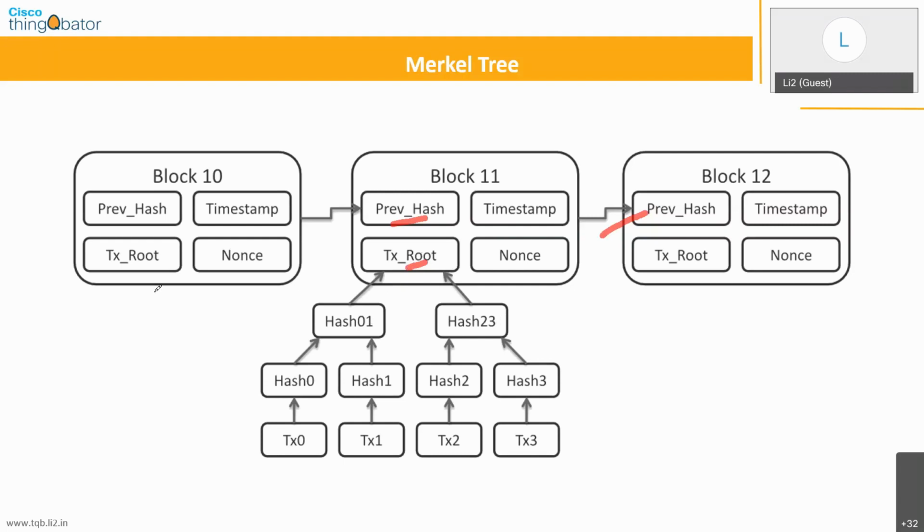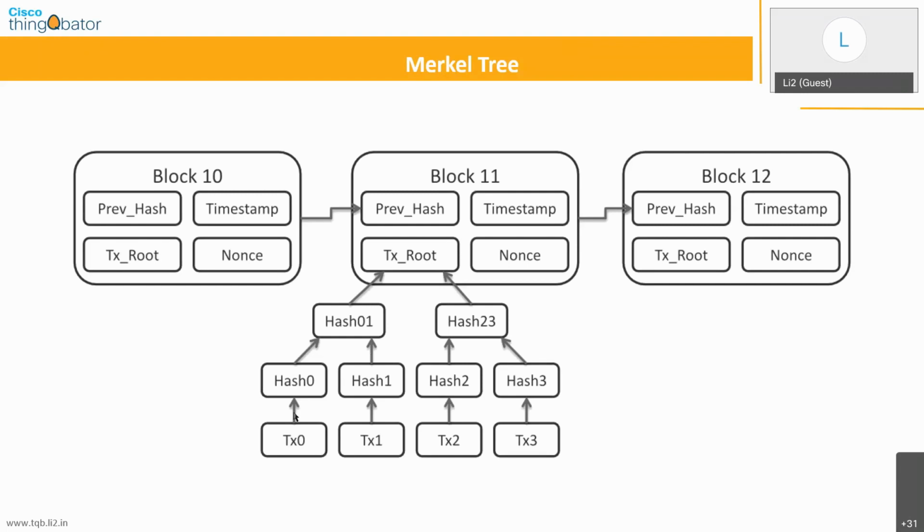So the final hash that is going to be stored will be hash 0123, right? So that's going to be the final hash that is going to be stored in the transaction root. This is how a Merkle tree works. So a Merkle tree is a binary tree structure which helps us store hashes of our transactions, but also it stores only once.